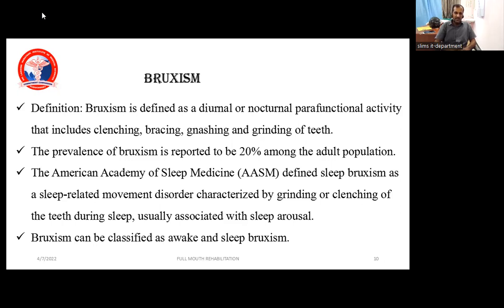The American Academy of Sleep Medicine defines sleep bruxism as a sleep-related movement disorder characterized by grinding or clenching of the teeth during sleep, usually associated with sleep arousal. It can be classified into two. It can be awake or sleep bruxism. Okay, it can be centric or eccentric bruxism. That is how it is categorized. Bruxism can be daytime or nighttime, awake or sleep bruxism, or centric or eccentric bruxism.